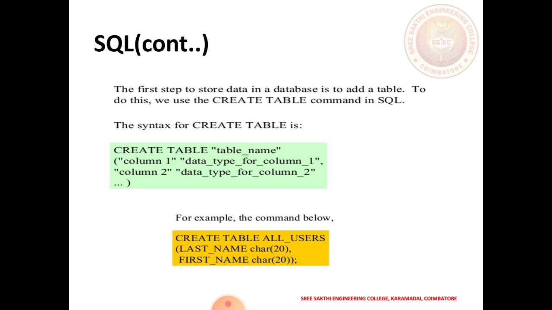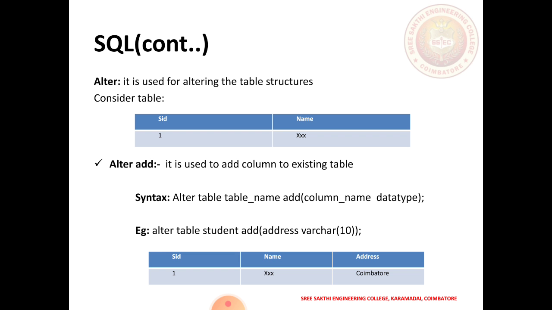Let's see the first command, how to create a table. If the user wants to insert data into the database, first we need to create the table. The syntax for creating the table is create table, table name, and we have to mention the attributes inside the bracket. For example, create table username, and in the username table the fields are last name and first name.